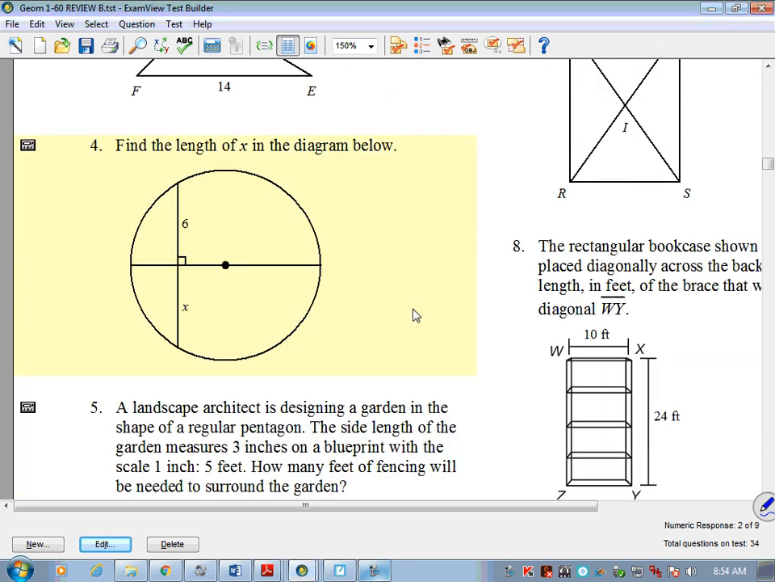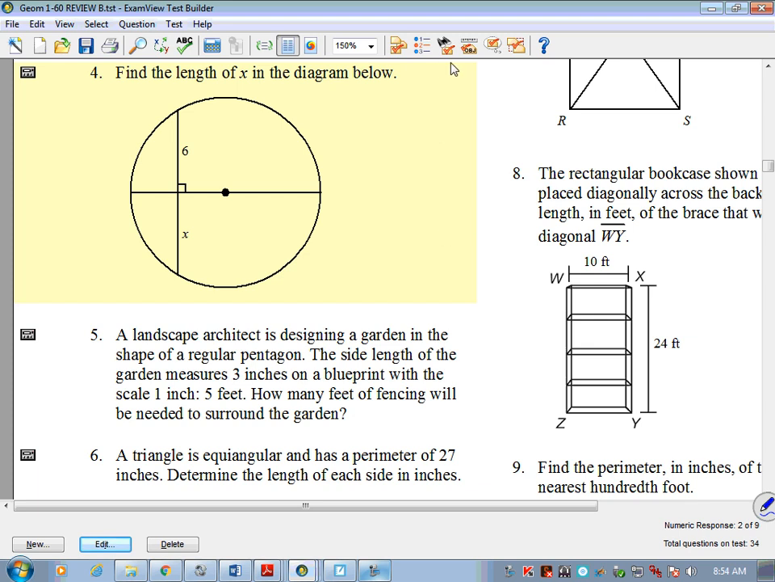Okay, number 4, find the length of x in the diagram. Number 4 comes from lesson 43, chord, secants, and tangents. Find the length of x. Well, this comes from needing to know that if I have a diameter that meets a chord at 90 degrees, then it will bisect that chord into 2 equal segments.